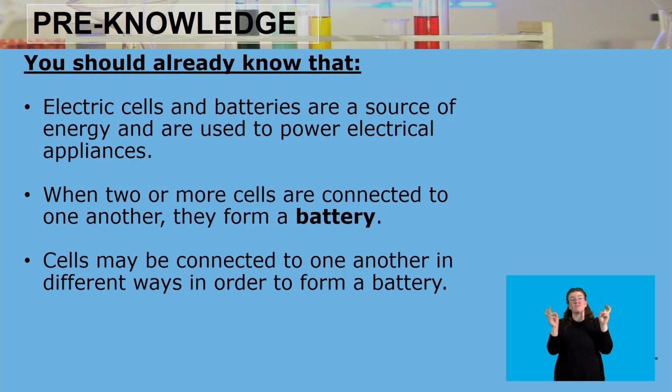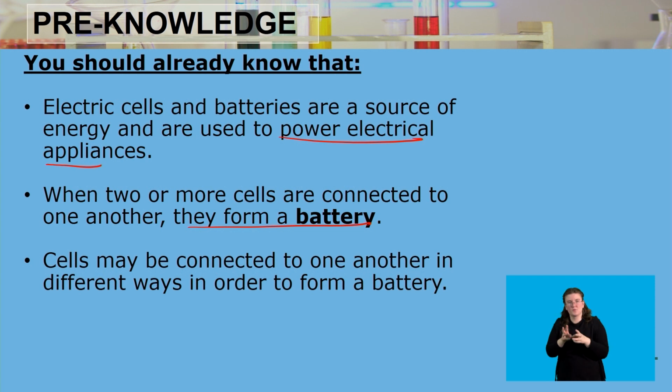Things that you already know by now, whether in relation to resistance or electricity in general, is that electric cells and batteries are a source of energy and are used to power electrical appliances. So the electric cells and batteries are the source of energy and we use them to power up our electrical appliances. Then we also know that when 2 or more cells are connected to one another, they form a battery. More than one cell forms a battery, but if it's just one cell, it's just a cell. And then cells may be connected to one another in different ways in order to form a battery.